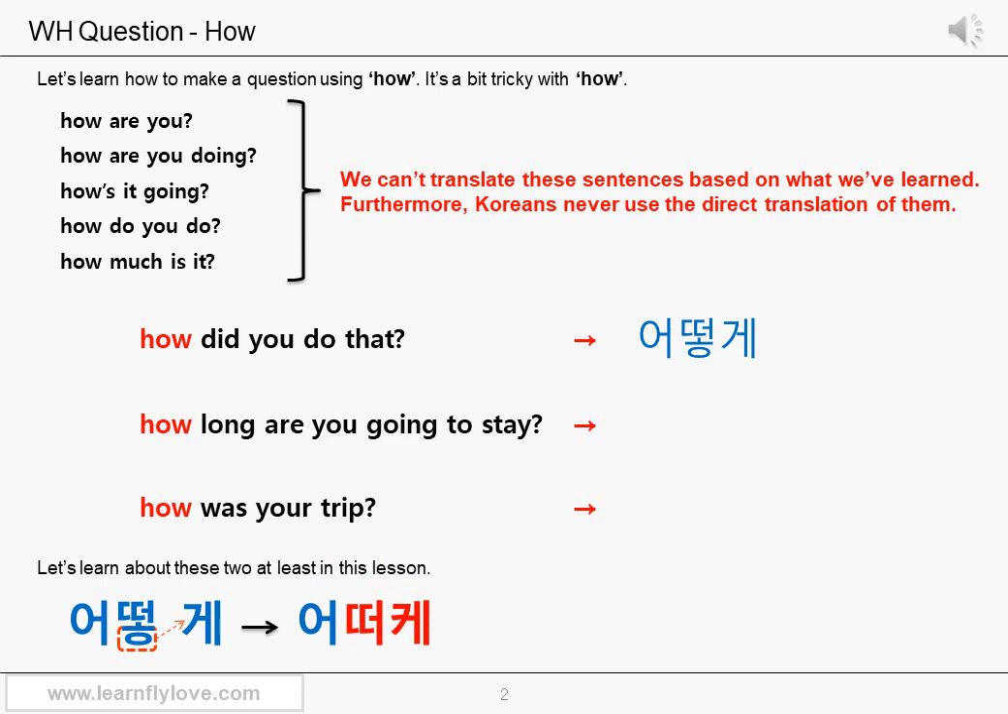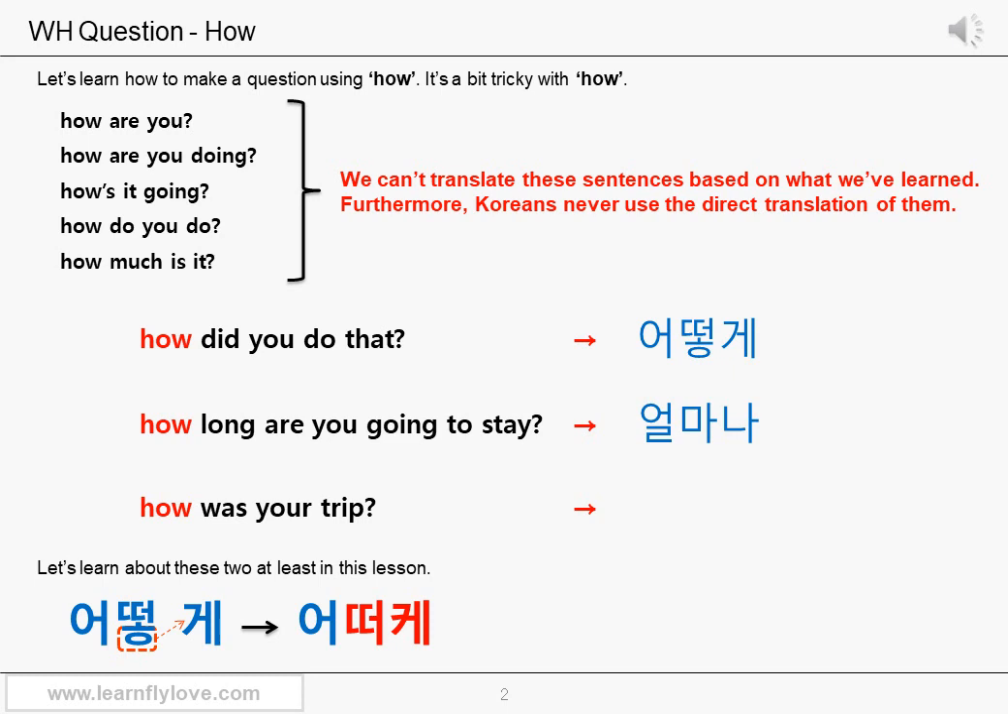Okay? Let's take a look at the next sentence. How long are you going to stay? We need to use 얼마나. 얼마나 for this kind of how. Don't worry, just take a look at it and move on. 얼마나. Please see the next one.